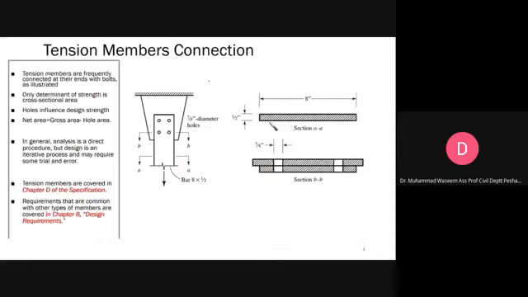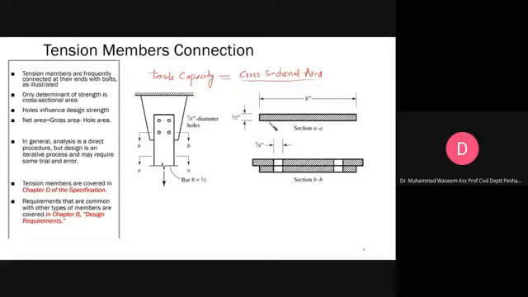Whenever we talk about tension members, the tensile capacity of a tension member is a function of the cross sectional area of the member. Let me write it down: cross sectional area. So this cross-sectional area is very important. You can also say that this cross-sectional area is the only determinant of strength in a tension member.